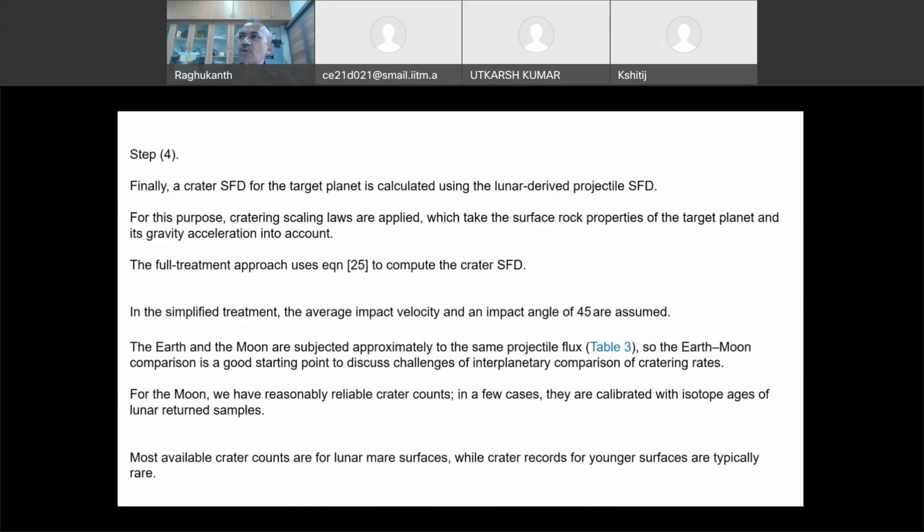Here also you have to use some scaling laws, because you know the size frequency distribution of the projectile. Now you have to find the size frequency distribution of the crater. For that, the scaling laws I already showed long back: if I know the projectile velocity, projectile diameter, projectile density, and the gravity of that particular planet, you can easily find the crater dimension. Then you can find the crater size frequency distribution for your corresponding planet itself. So this is how we do it.